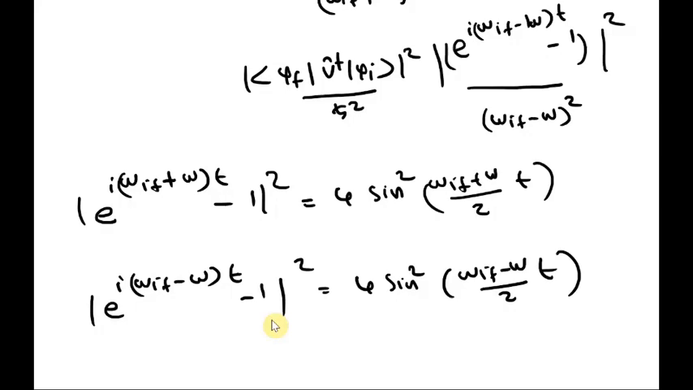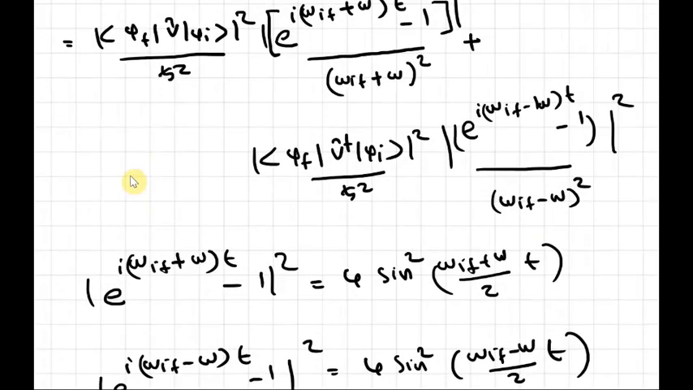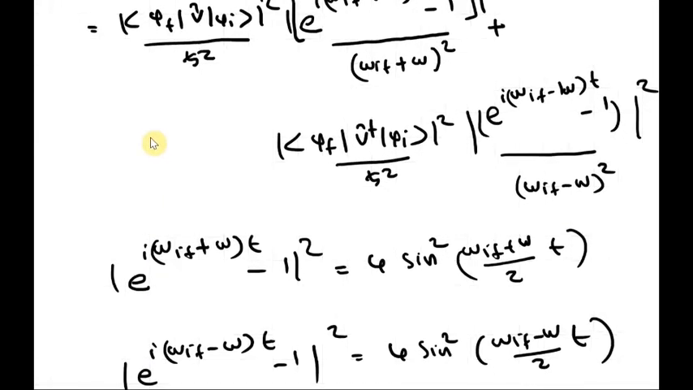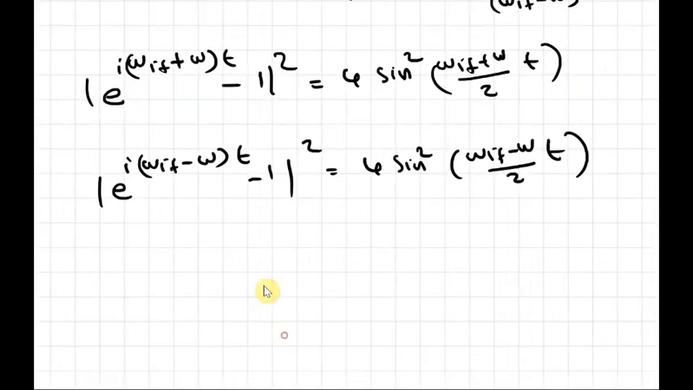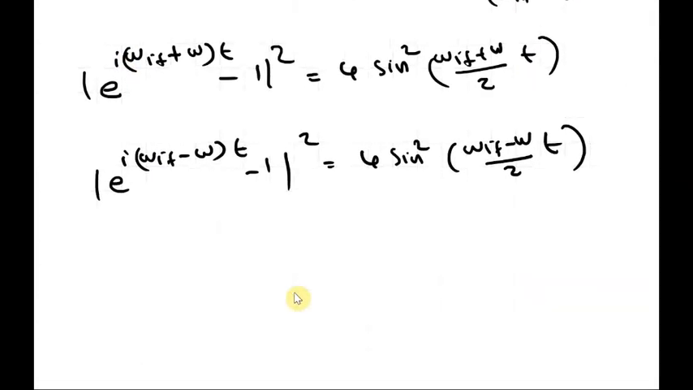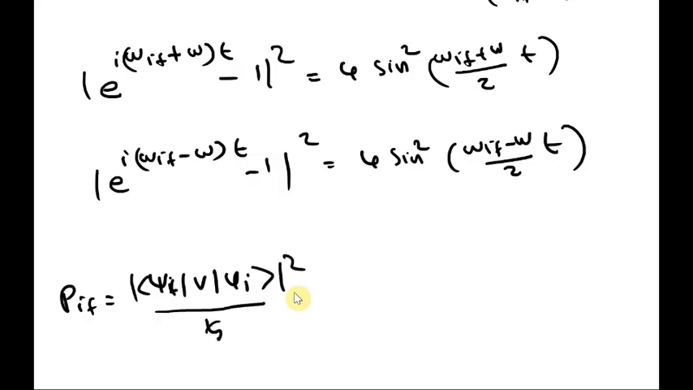Okay, so I want to write the probability in terms of the sine square function, and that will give me P_if equal to the modulus square of psi f, V, psi i, divided by h cross square.